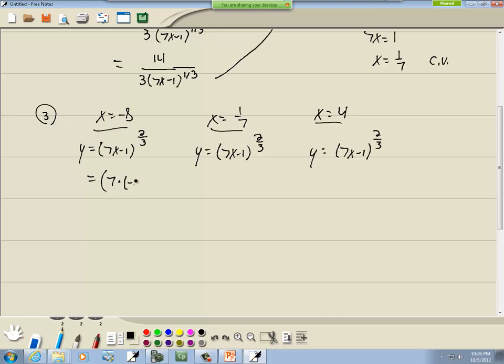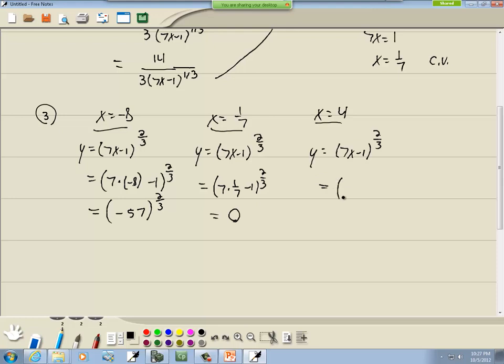So we got 7 times -8 minus 1 to 2/3. That gives us negative 56. Mine's shutting down. It's too late. Yeah, -56, -1, -57 to the 2/3. If I plug in the value here, the 1/7, I got 7 times 1/7 minus 1 to the 2/3. 7 times 1/7, the 7's cancel, and we got 1 minus 1, which is 0. 0 to 2/3 is 0.